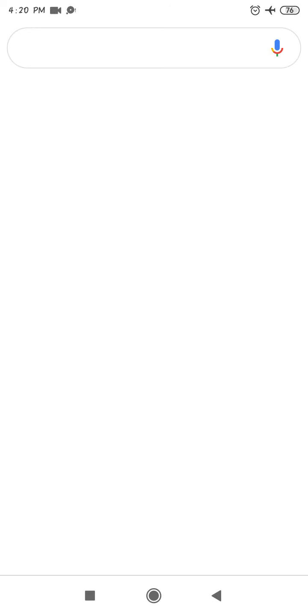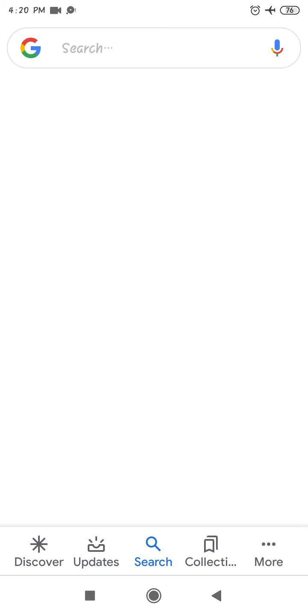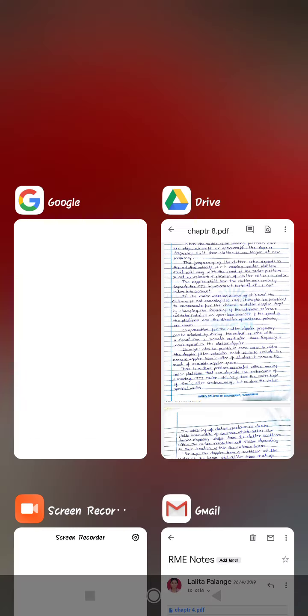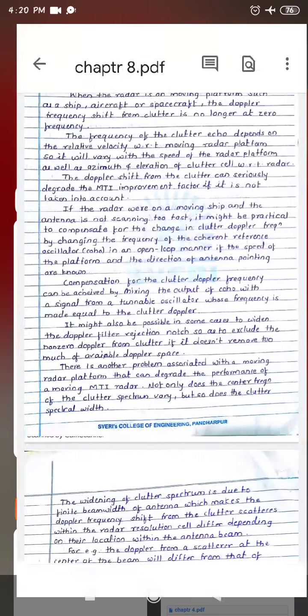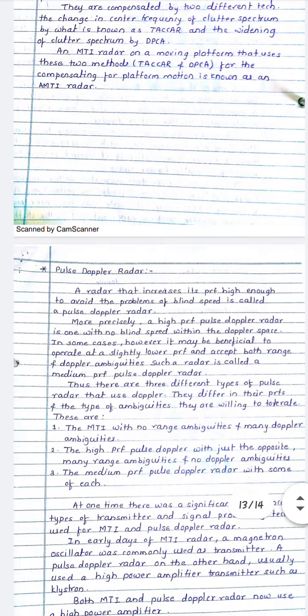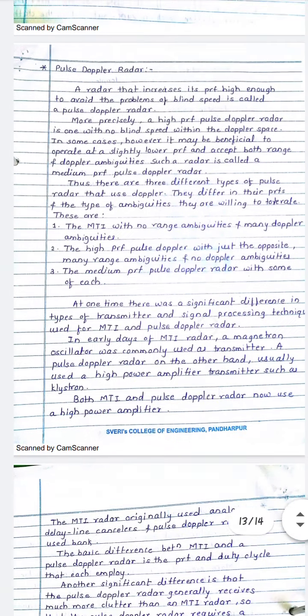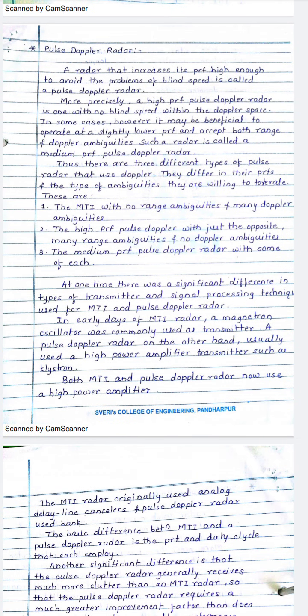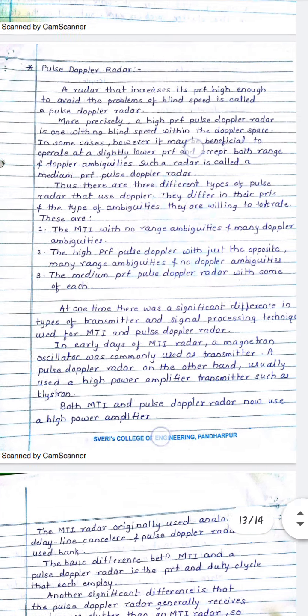Now the next part of the chapter we will see, that is pulse Doppler radar.